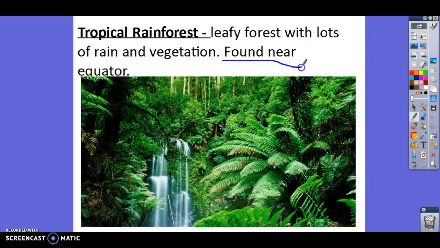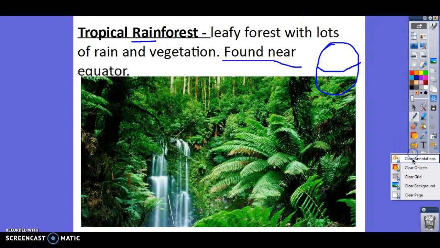Rainforests are found near the equator, okay? So the equator, what's the equator? It's that middle line that goes through the globe, right? So it's really warm. And like I said, it gets lots of rain. When I was in Ecuador for a month, it rained every single night. Okay? That's a lot more rain than we get here. So tropical rainforest, exactly like it says, it's a forest, it gets lots of rain, it's warm, and it has leafy trees.